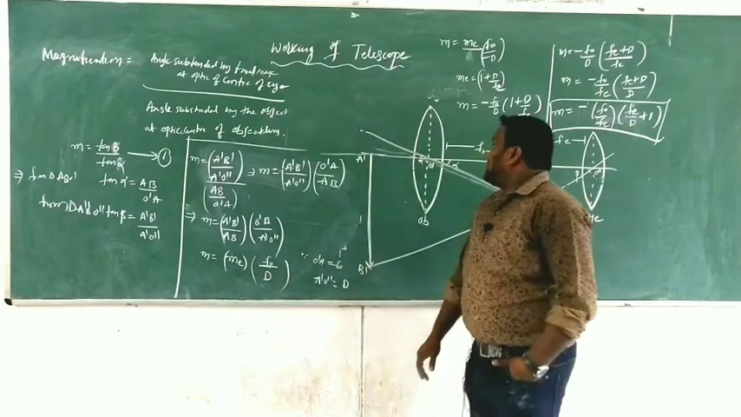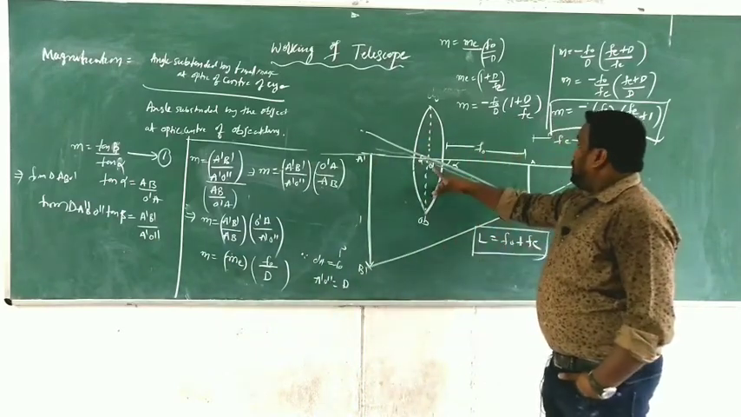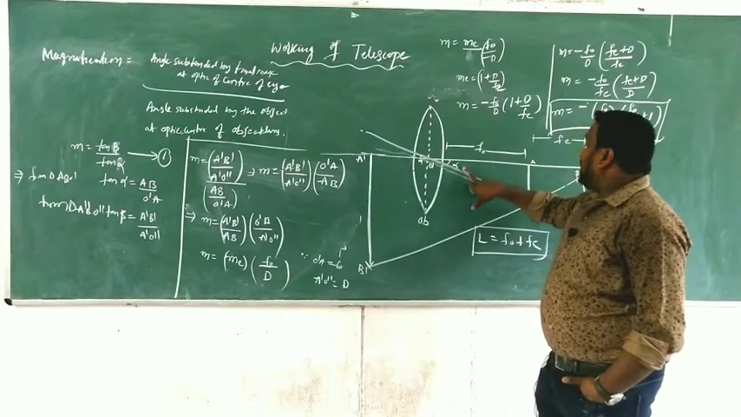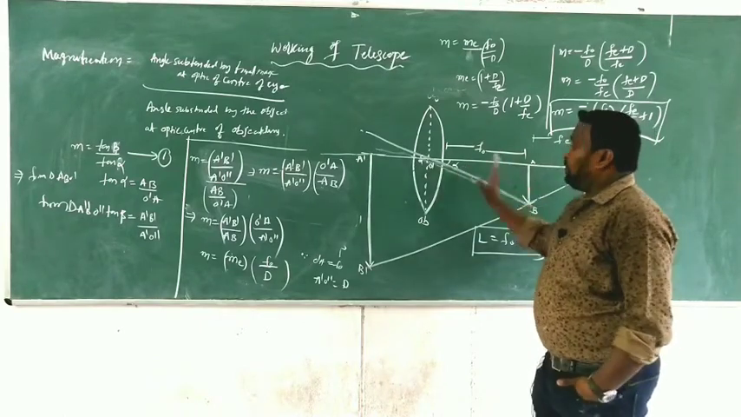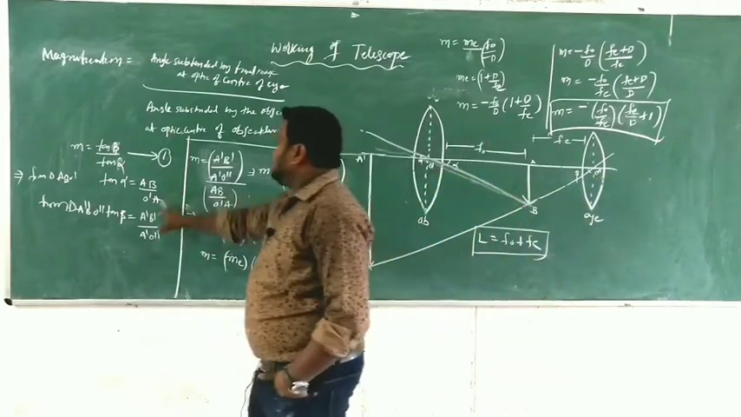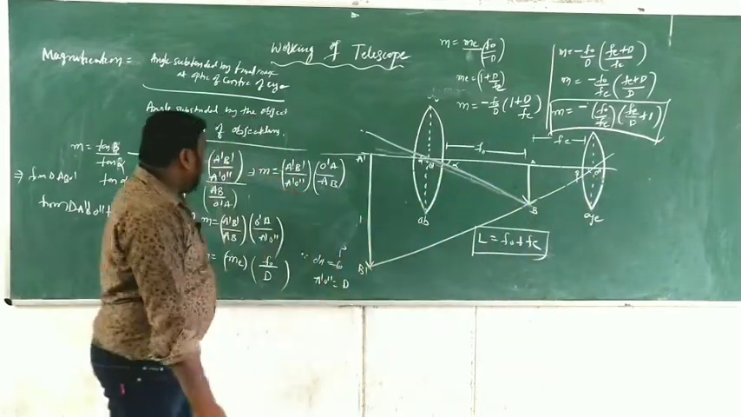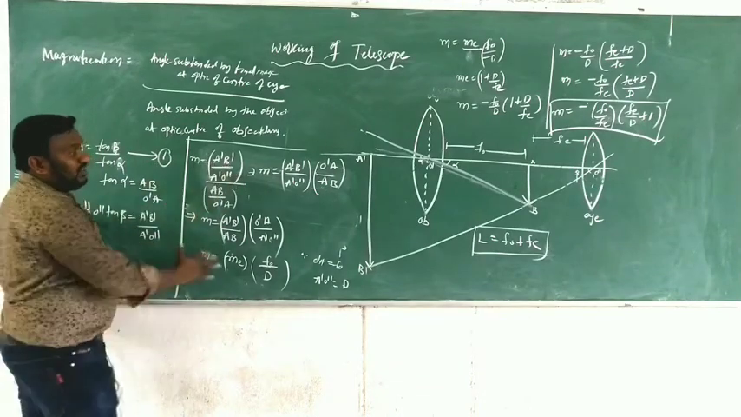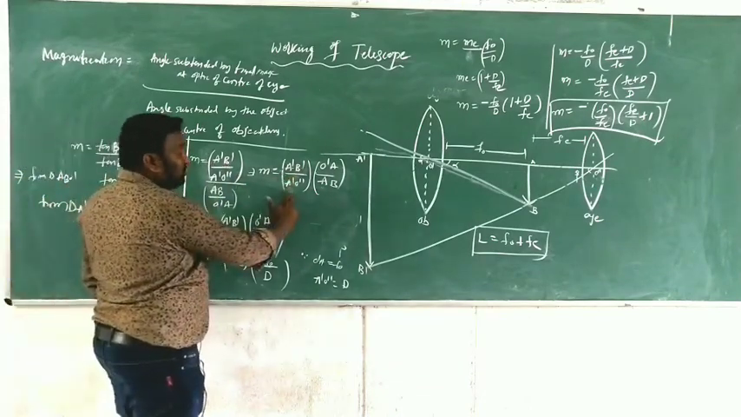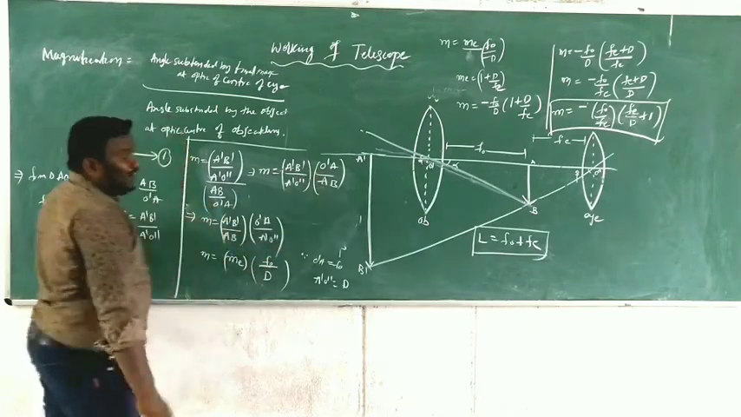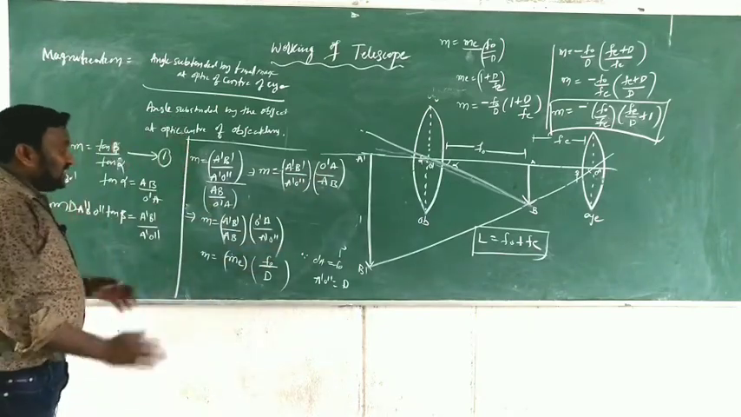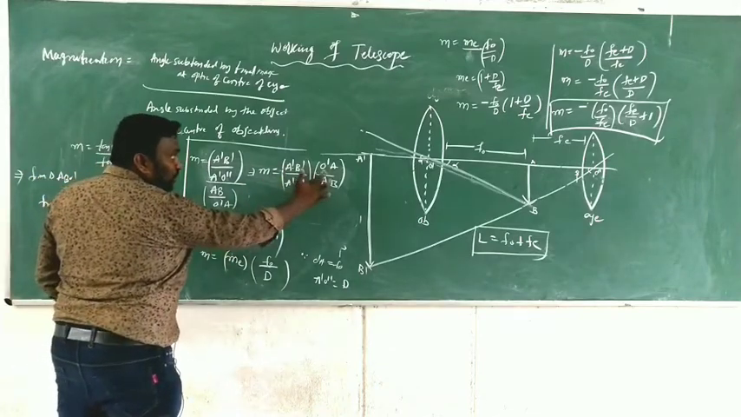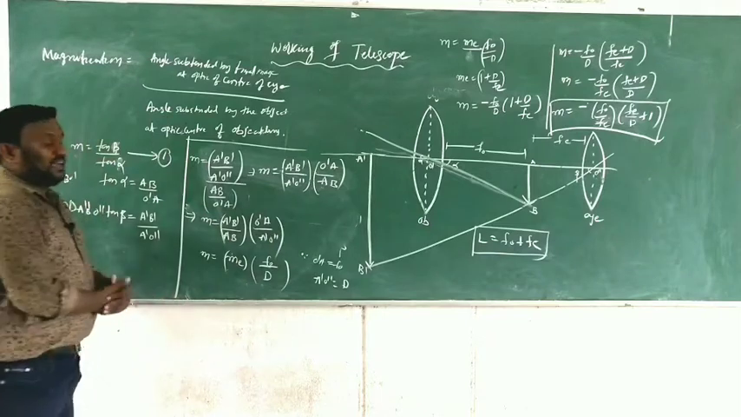And next, from the triangle O'A'B', what do you have? Tan alpha equals A'B' by A'O''. After that, we are substituting these two values in that equation. We are writing like this. From that, what do we get? A'B' by A'O'' into O'A by AB. Clear, children? After that, we are separating like this: A'B' by AB into O'A by A'O''.